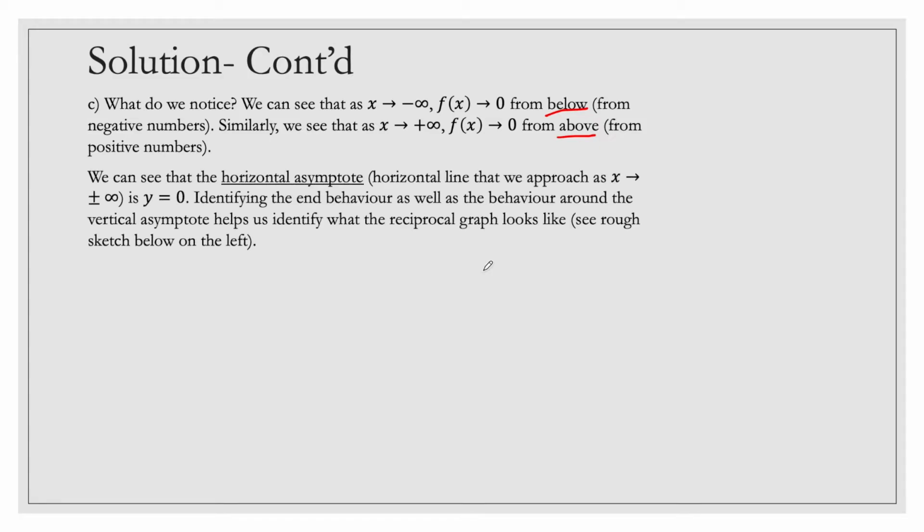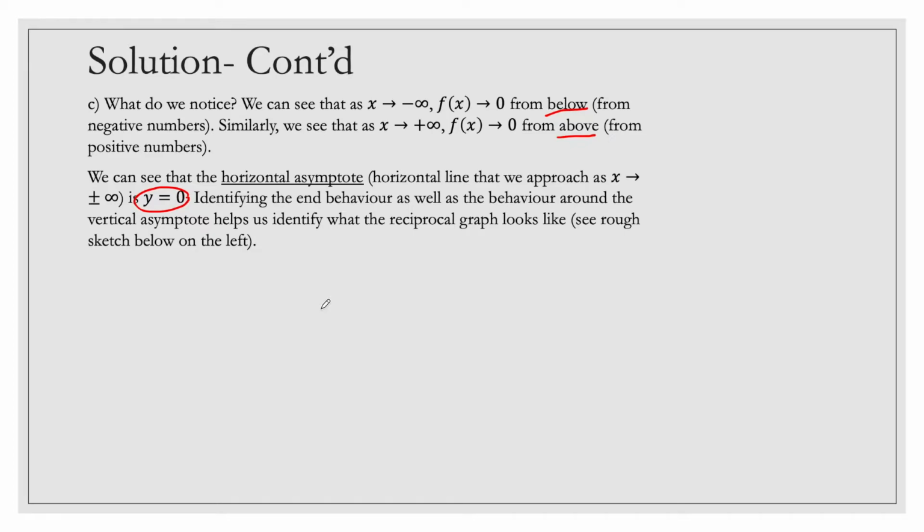So we can see here that the horizontal asymptote, which is a horizontal line that we get closer and closer to but never actually reach, is actually just going to be y is equal to 0. So y is equal to 0 will be the horizontal asymptote for a lot of the reciprocal functions that we will look at. But just keep in mind that later on when we look at general rational functions, it's not always going to be the case that the horizontal asymptote is 0.